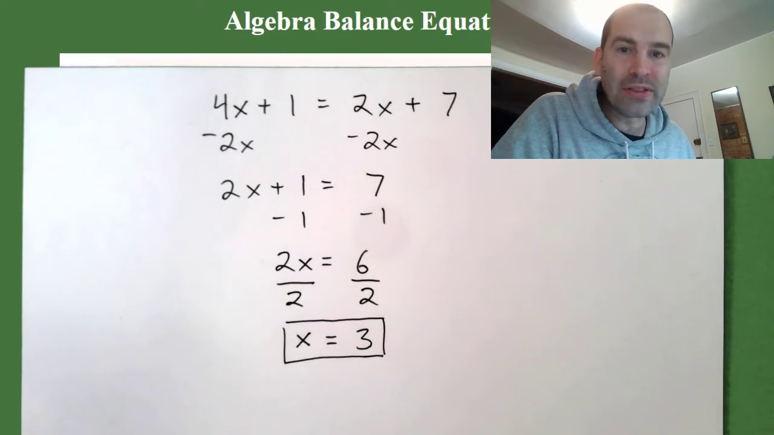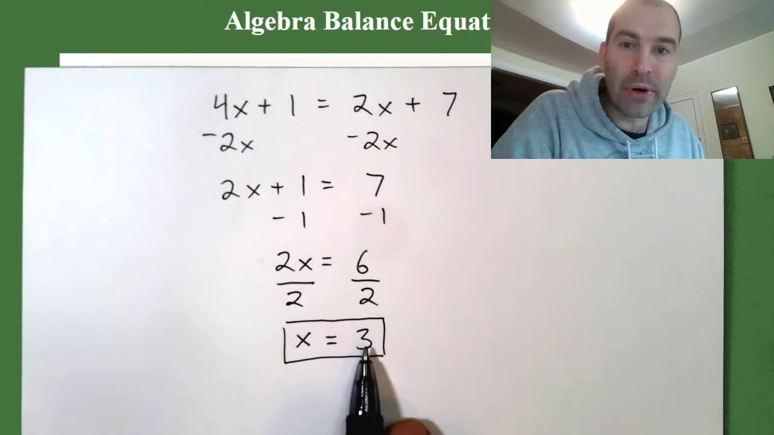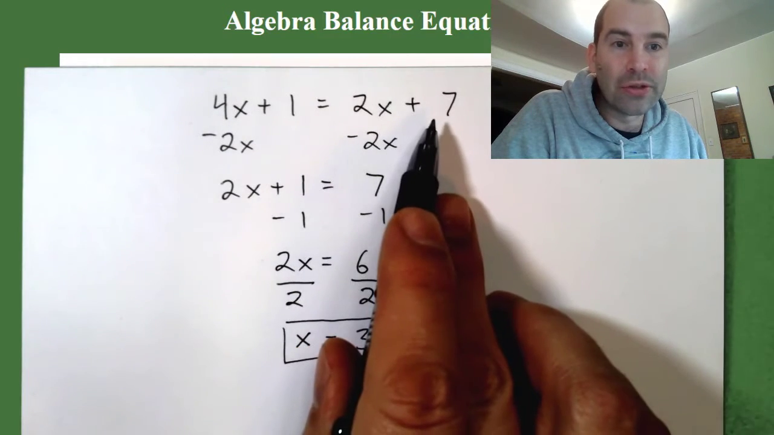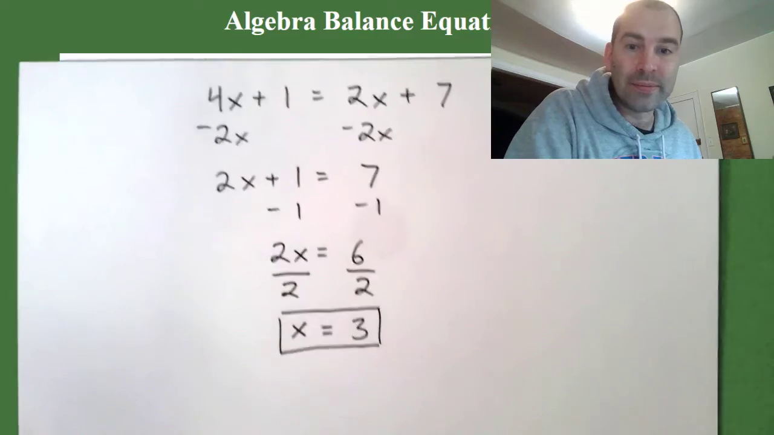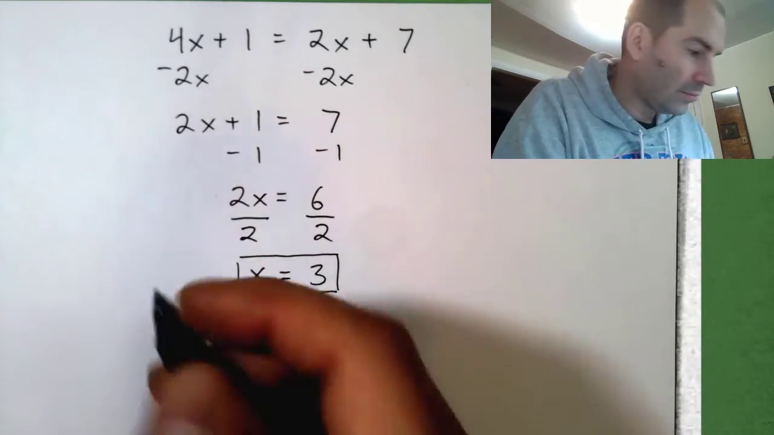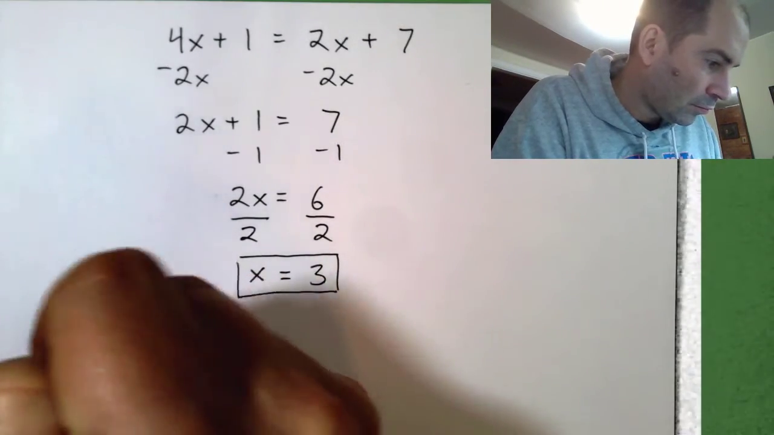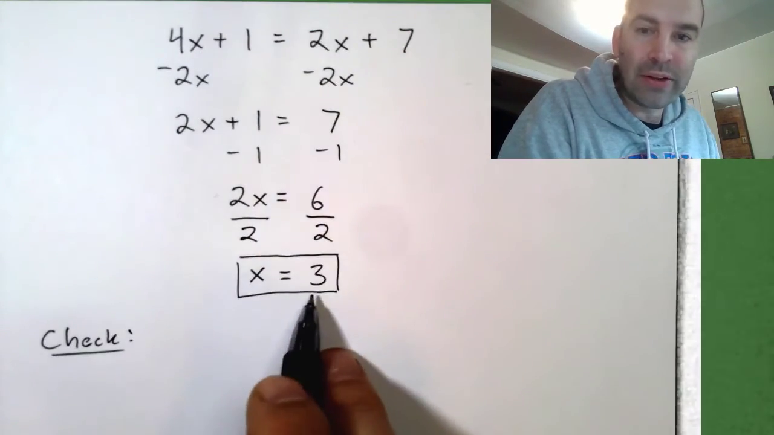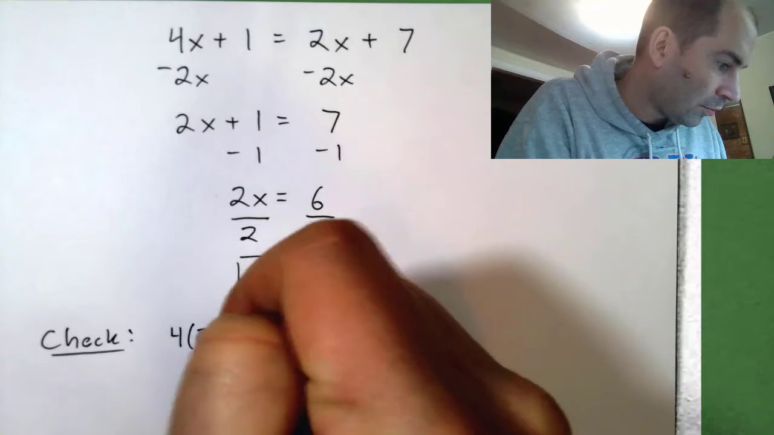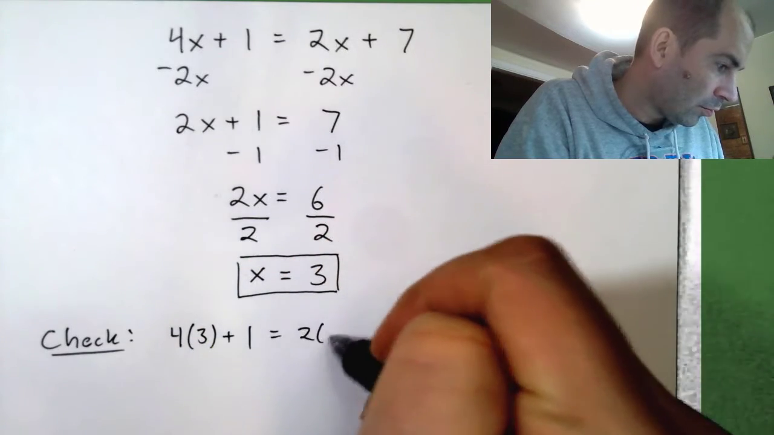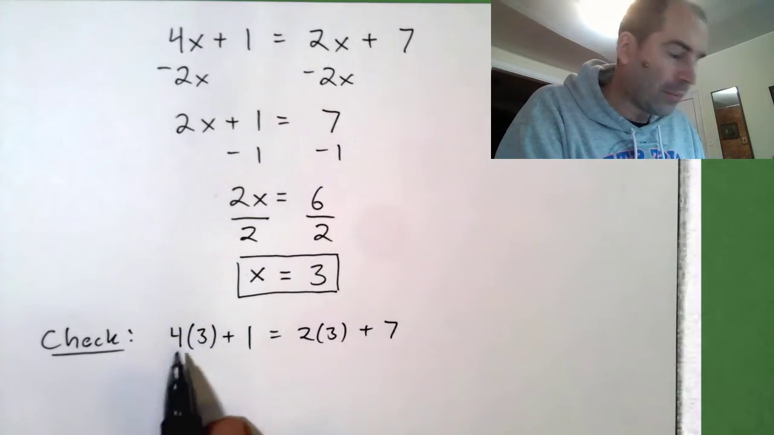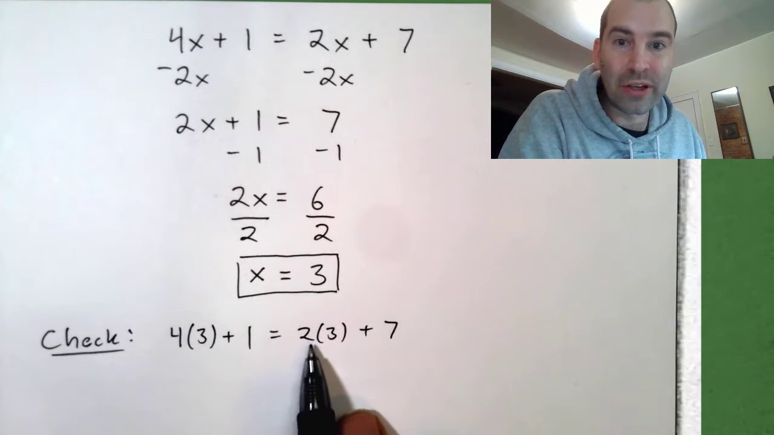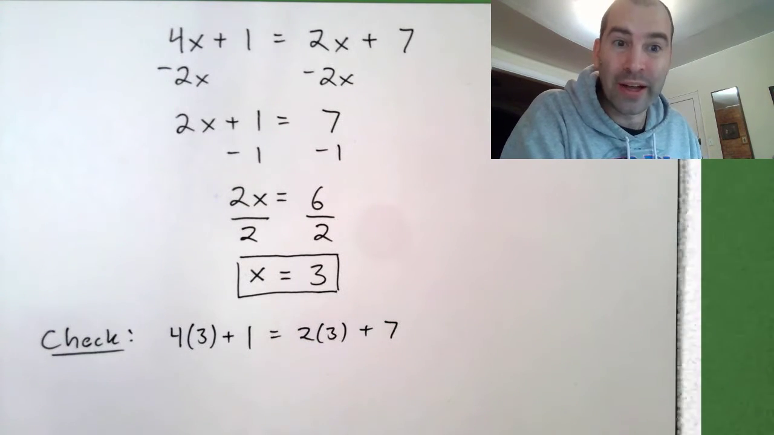Now, what does it mean to be a solution? That means that if I were to take this number and plug it back in for x up here, it would make this equation true. Let's check it. So to check it, I'm going to replace the x's with the value that I got. I'm using parentheses so it doesn't look like 43. I can see it's 4 times 3. And it doesn't look like 23. It looks like 2 times 3, which is what it actually is.